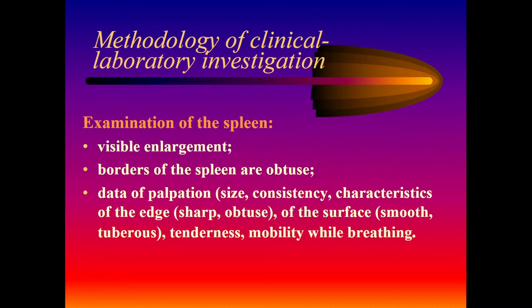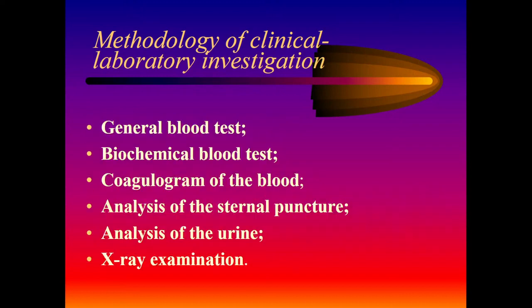Examination of a spleen: visible enlargement, border of a spleen are obtuse. Data of palpation includes size, consistency, characteristic of the age, sharp or obtuse edge, smooth or tuberous surface, tenderness, mobility while breathing. Different parameters of spleen during examination of spleen.